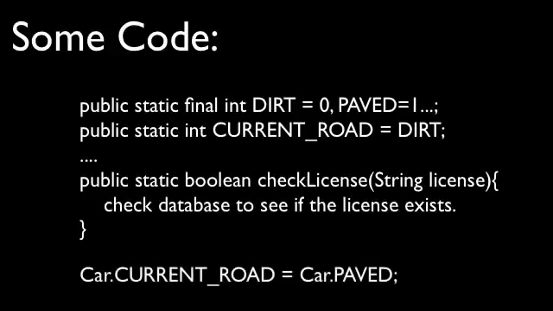Now, to access the public static variables is very similar code. Just Car.currentRoad, and we can set that equal to Car.PAVED, for instance. And this is just using those final variables that just make everything so much easier to manipulate and change.